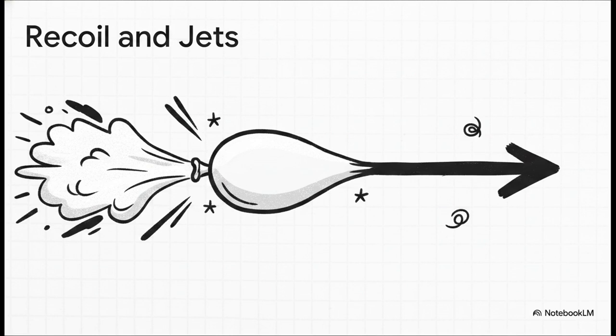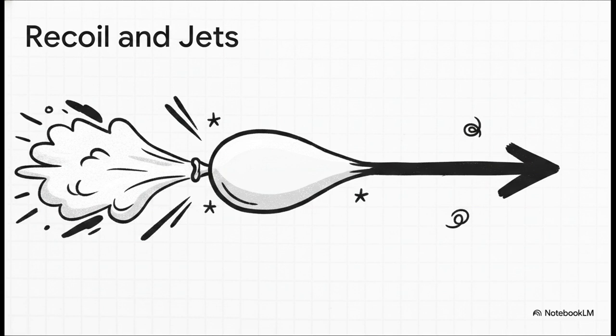This perfectly explains recoil. If a rifle fires a bullet forward with a momentum of, say, 3 kilogram meters per second, the rifle has to kick backward with exactly 3 kilogram meters per second. So if the rifle weighs 6 kilograms, we just do the math. 6 times v equals 3, meaning the rifle recoils backward at 0.5 meters per second.